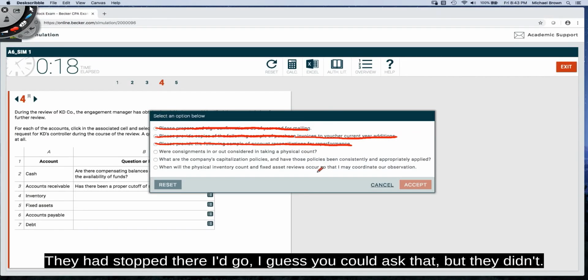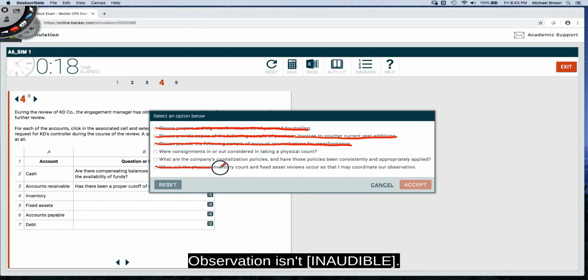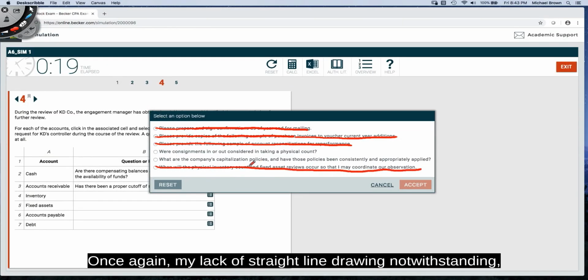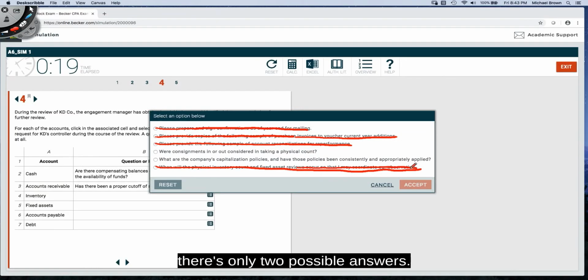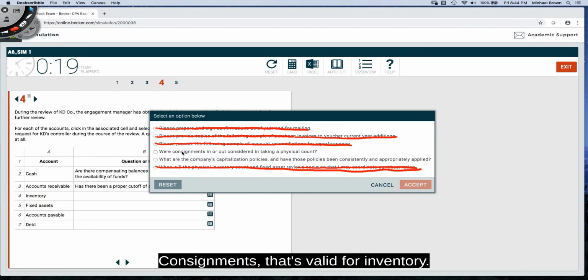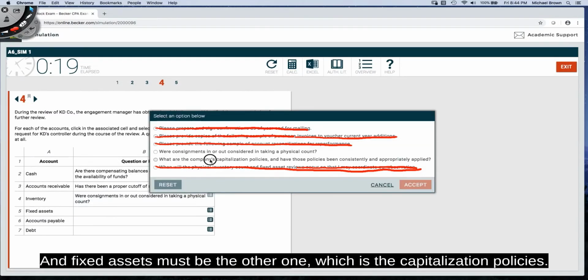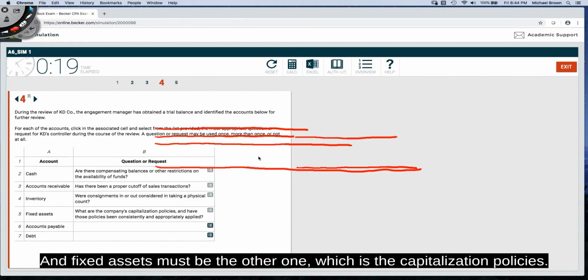Now, if they had stopped there, I'd go, I guess you could ask that, but they didn't. It said, so that I may coordinate our observation. Observation is an object. Once again, my lack of straight line drawing notwithstanding, there's only two possible answers. One must go with inventory, I would think, and one with fixed assets. Consignments, that's valid for inventory. So we'll go ahead and use that one. And fixed assets must be the other one, which is the capitalization policies.